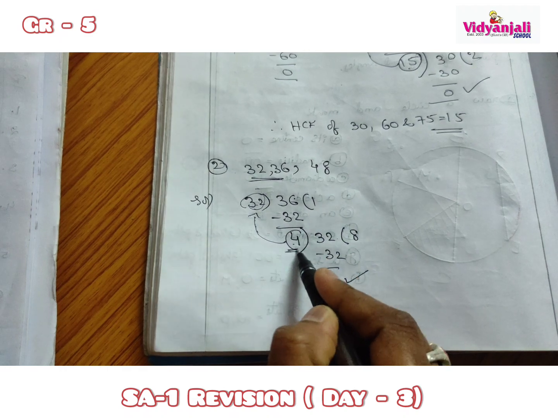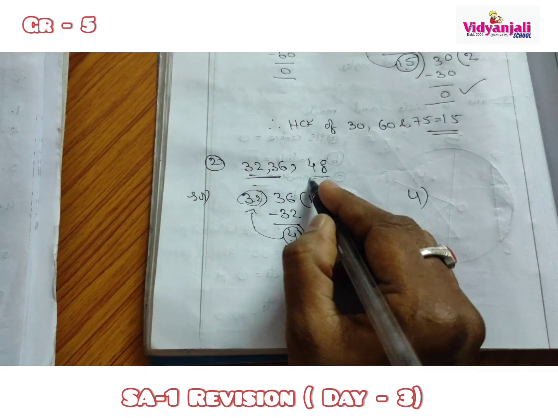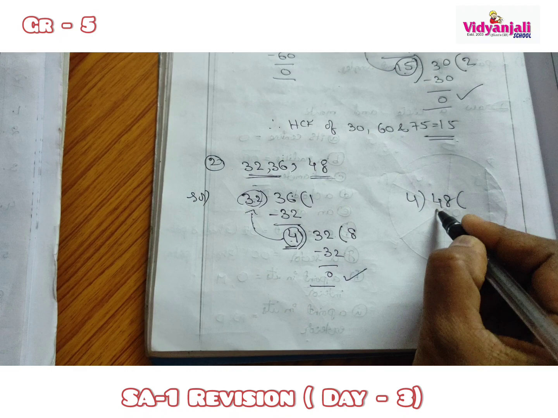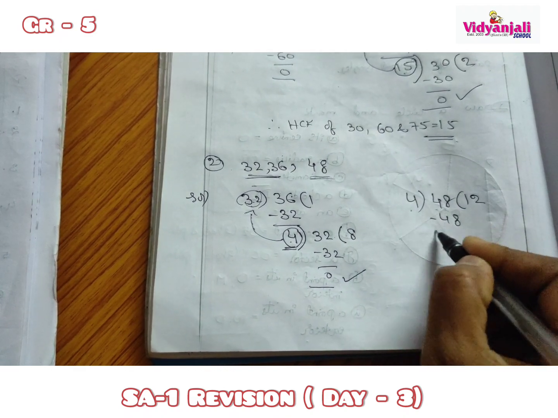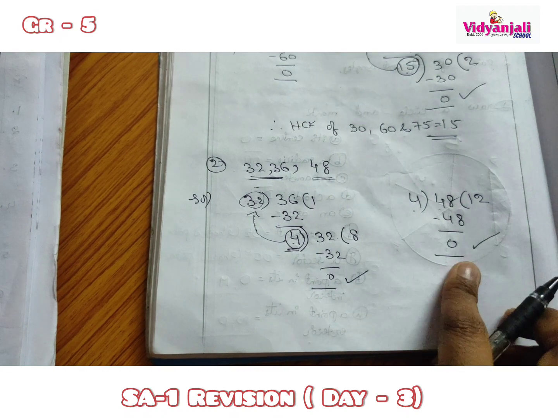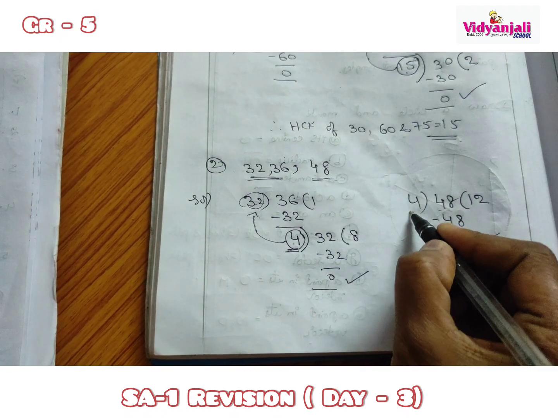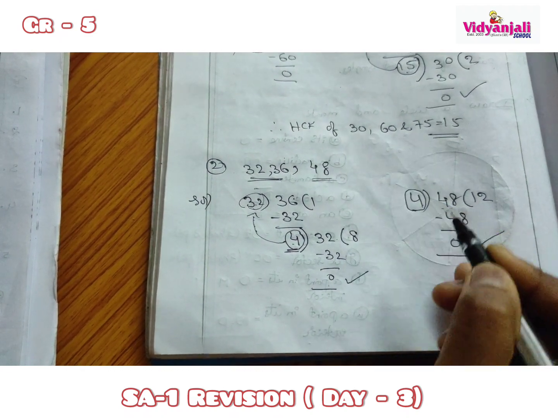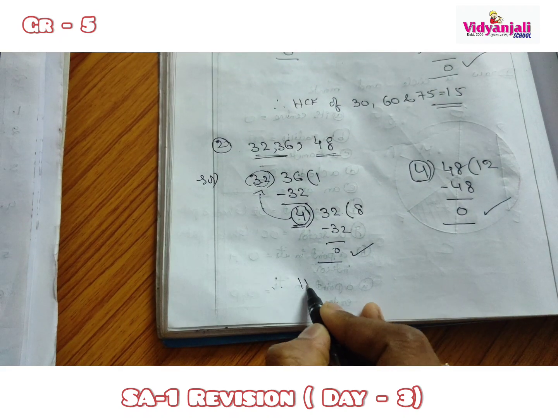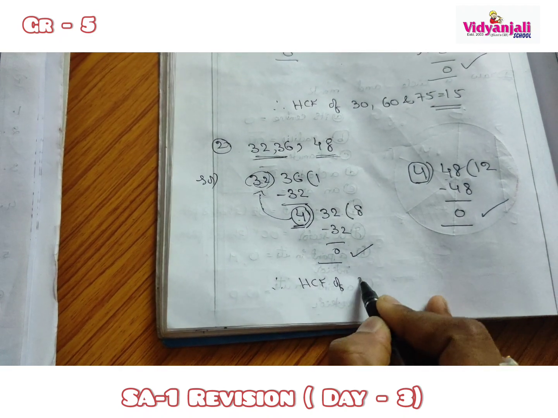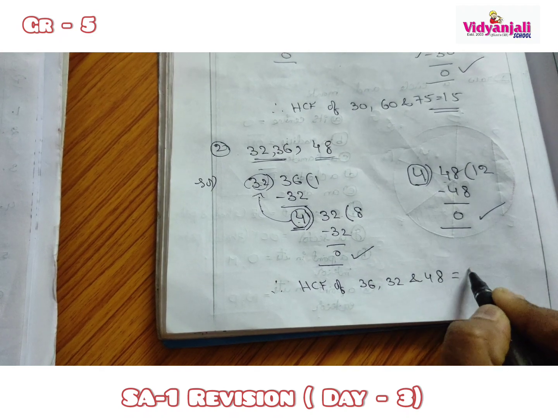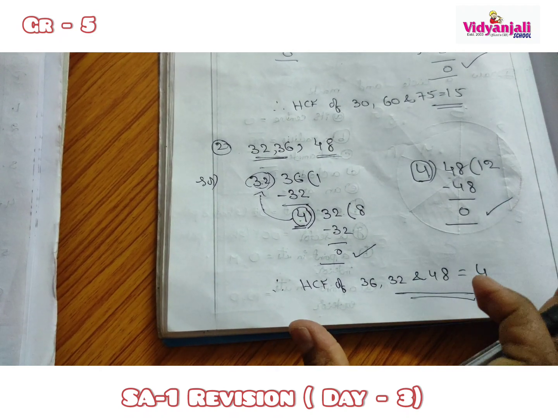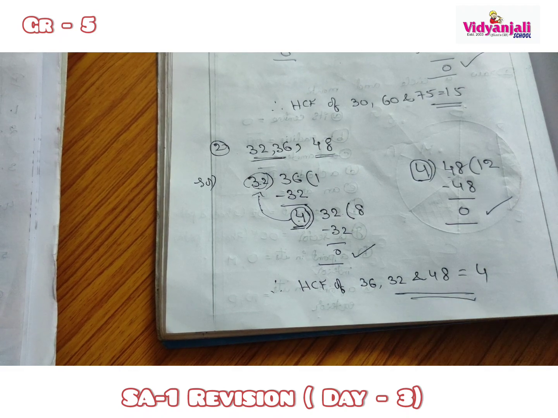Then what to do with this HCF? You have to do long division for 48. In the 4 times table, 4 12s are 48. So in the first step itself we got 0. So no problem. What is the HCF? The last divisor. Therefore the HCF of 36, 32 and 48 is 4. Okay, then try the remaining problems as homework.